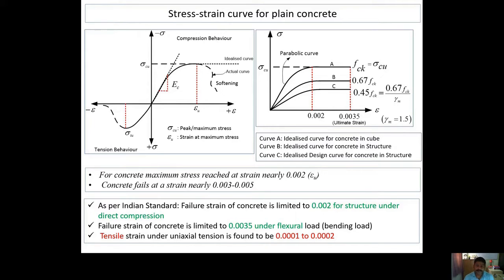Now the Indian standard has specified different limits. It says that the failure strain of concrete is limited to 0.002 for structures under direct compression, and the failure strain of concrete is limited to 0.0035 under flexure or bending load, and the tensile strain under tension will come as 0.0001 to 0.0002. So you can see that the failure strain of concrete under tension is almost 1/10 of the compressive strain.